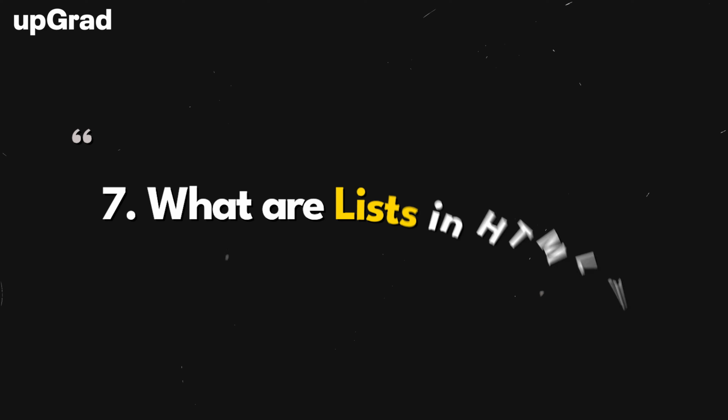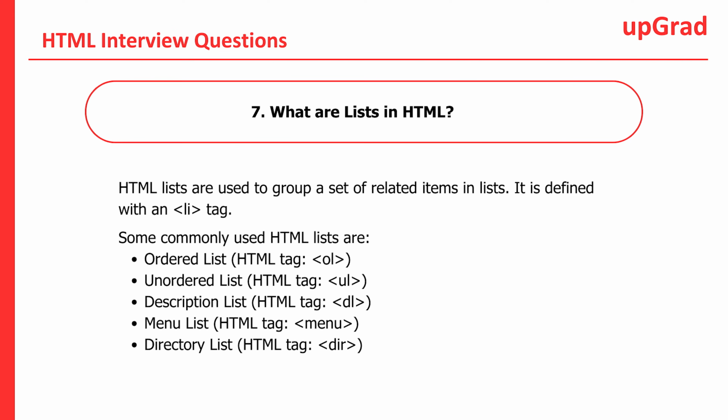Question number 7. What are lists in HTML? HTML lists are used to group a set of related items in a list. It is defined with an LI tag. Some commonly used HTML lists are ordered list, unordered list, description list, menu list, and directory list.